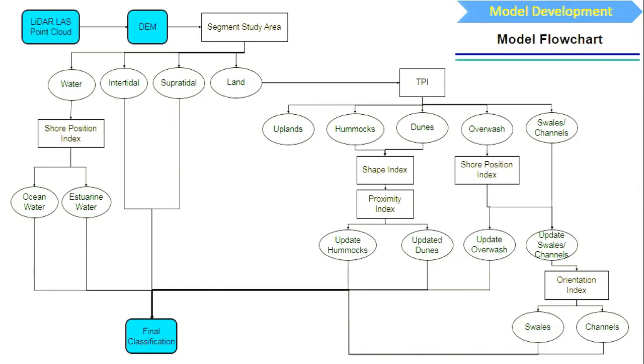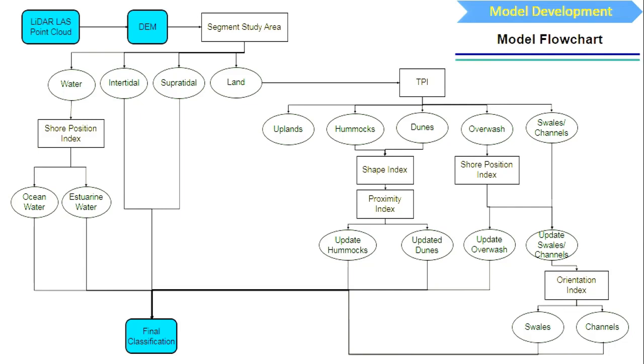So now I'm going to step you through the workflow of the model, and then after that, each of these boxes I'm going to talk about in more detail. So we take that digital elevation model and we segment the study area. We separate water, intertidal, supertidal, and land. The water is further then segmented using a shore position index to ocean water versus estuarine water. We use a topographic position index, which I will explain in a few slides, to then classify the land portion of the barrier island. And we break it down into uplands, hummocks, dunes, overwash, swales, and channels.